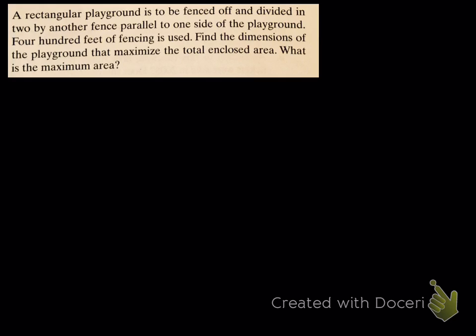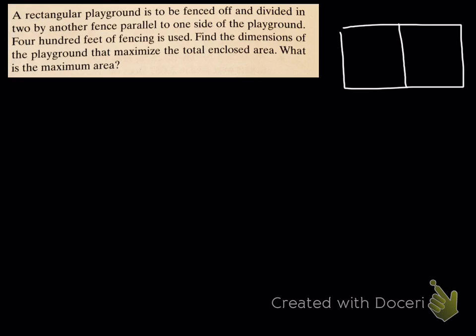So our last example would probably be the most challenging one you would see. So it says a rectangular playground is to be fenced off by dividing in two by another fence parallel to one side of the playground. 400 feet of fencing is used. Find the dimensions of the playground that maximize the total enclosed area. So we're obviously dealing with a rectangle, and it says that they're going to add this parallel piece to kind of divide this into two playgrounds.